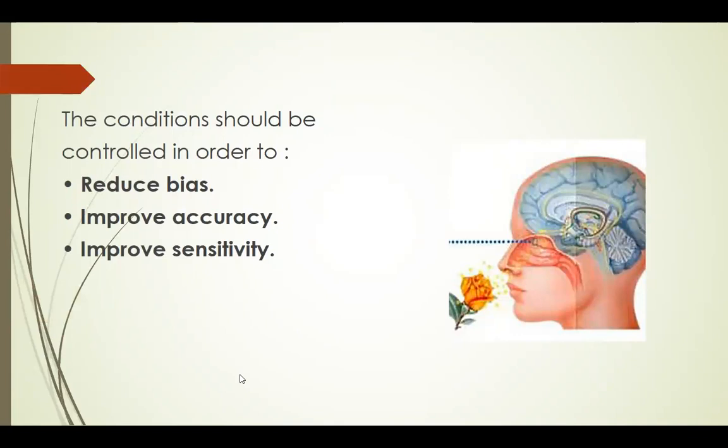So the conditions should be controlled in order to reduce bias, improve accuracy, and improve sensitivity. As we took all of the senses before, so sense of sight, smell, taste, hearing, and touching, all of these senses, of course, have factors which influence the accuracy and the sensitivity. And biases will occur all the time in our analysis, but we are trying to reduce the bias.